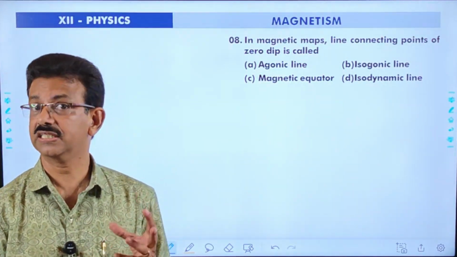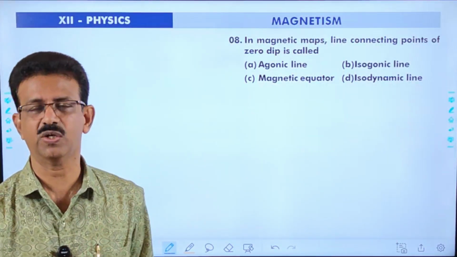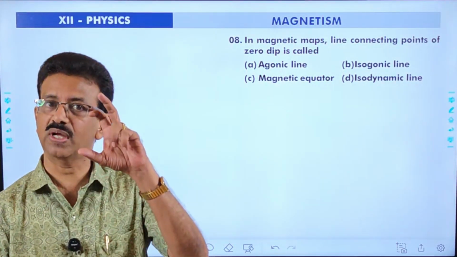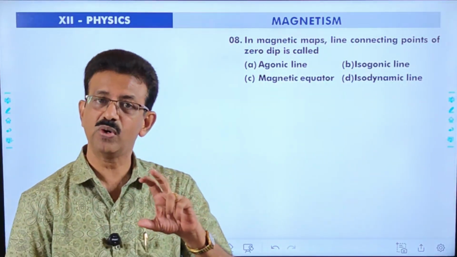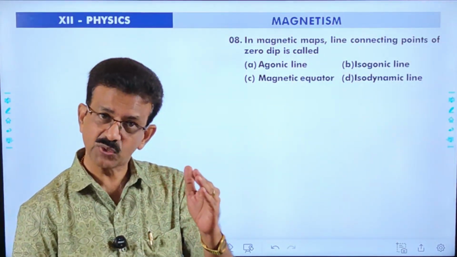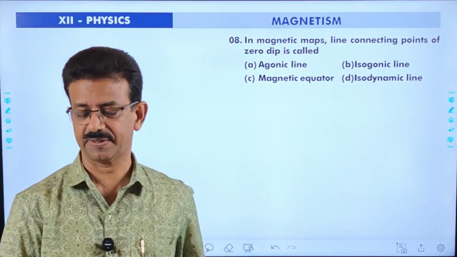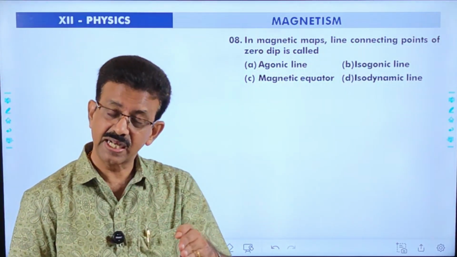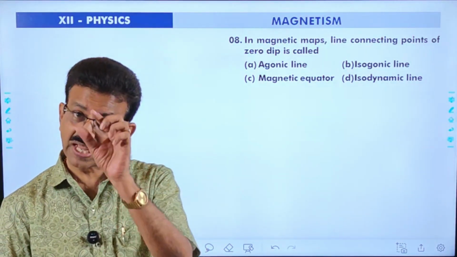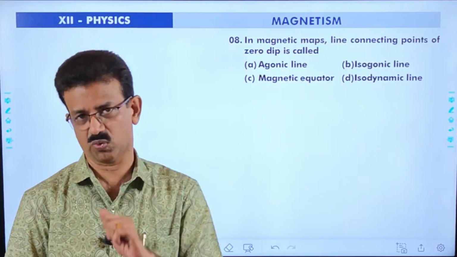Question number 8. Let us discuss something about terrestrial magnetism, meaning something related to Earth. Earth has an axis of rotation, and the geographic North Pole and geographic South Pole are based on this axis of rotation. But in addition to the geographic axis, Earth has one more axis, the magnetic axis, equivalent to a bar magnet passing through the center of gravity of Earth. The North Pole of that imaginary magnetic axis comes closer to the geographic South.